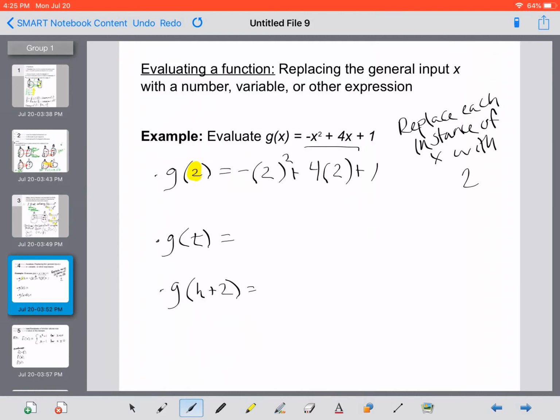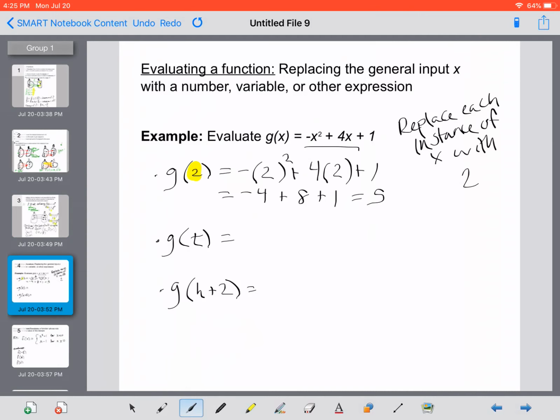Now, to actually evaluate this and get a number, I need to make sure that I do my exponents before I multiply by that negative, right? Because in our order of operations, exponents come before multiplication by a negative. So this is the opposite of 2², the opposite of 4. Plus 4 times 2 is 8, plus 1. So this is going to be -4 plus 8 plus 1, which is 5. So when we evaluated g of 2, we got 5. That means 2 is going to get mapped to 5.